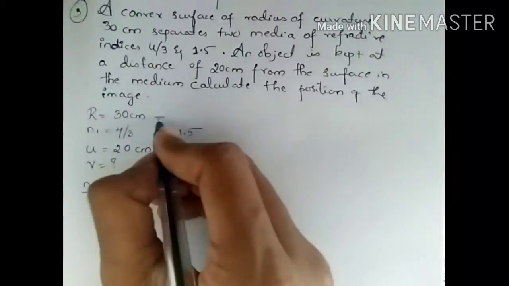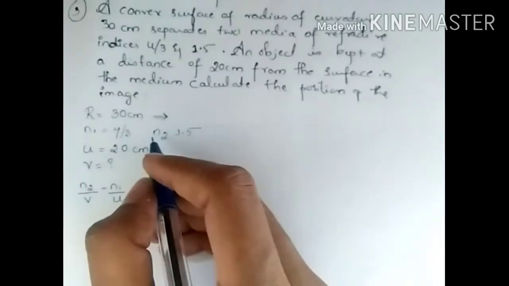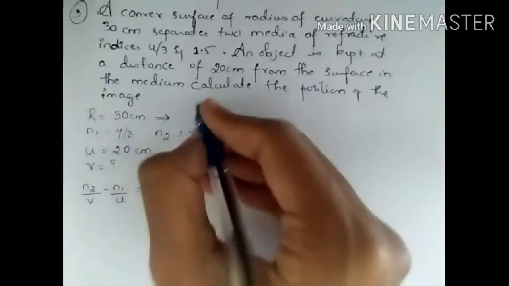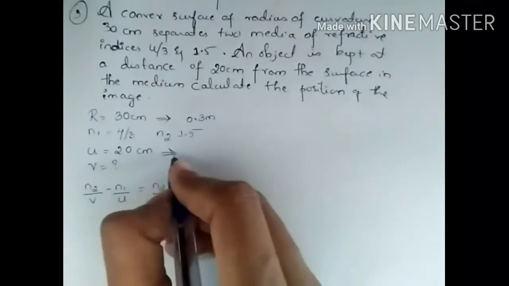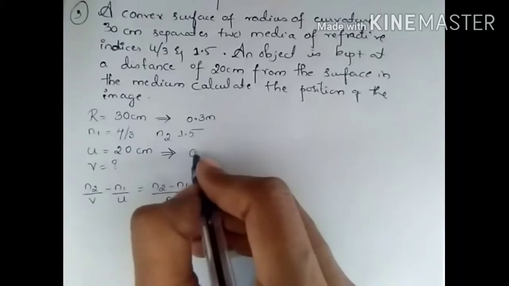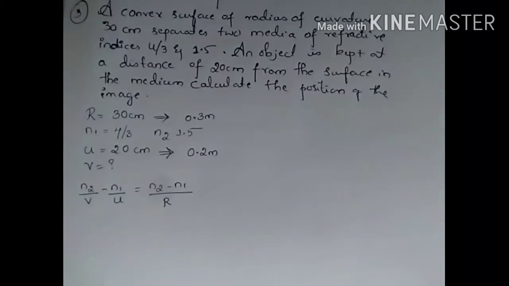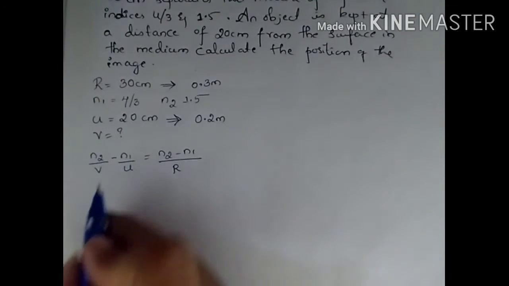Before that, let us convert this 30 cm to meter such that all the units will be SI. So 30 cm will be equals to 0.3 meter and 20 cm will be equals to 0.2 meter. Now let us substitute all this data in the equation.